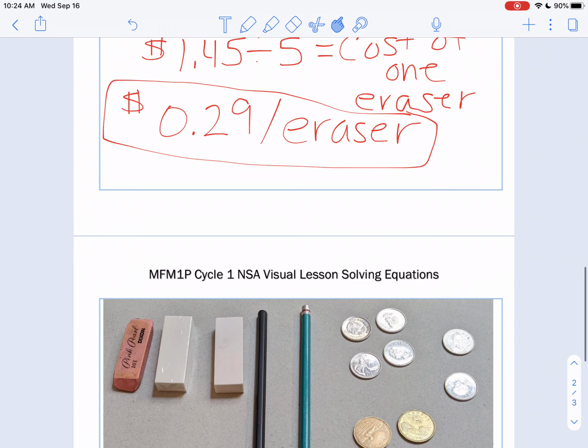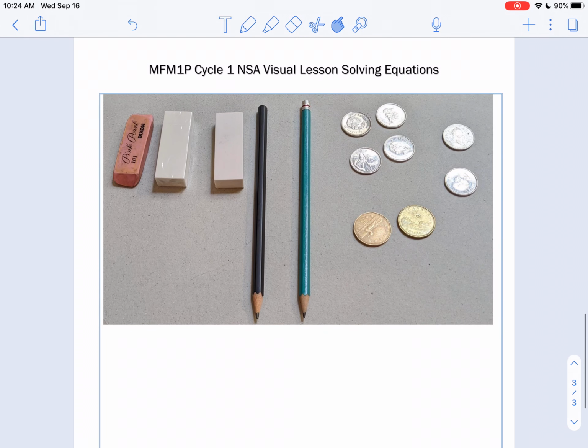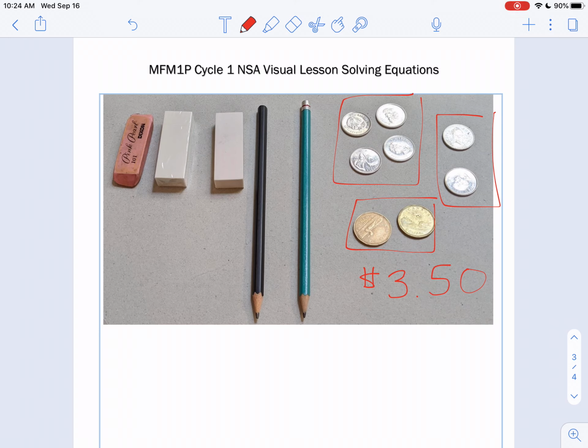Okay, the next question here has 2 different unknown things. So I've got 3 erasers and I've got 2 pencils, and those cost a total of, we've got $2 here, and it looks like another $1 up here, and 50 cents, so it looks like $3.50 total. If I know that each of the pencils costs $1, can you tell me how much it would cost for each eraser? I'll give you a minute to try this and then we'll take it up. Pause the video and try it.